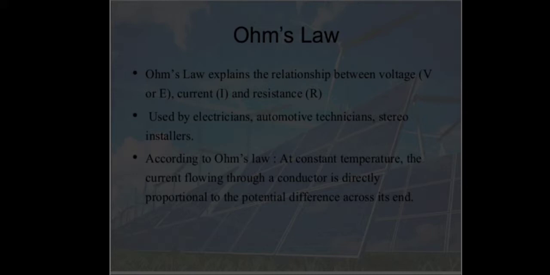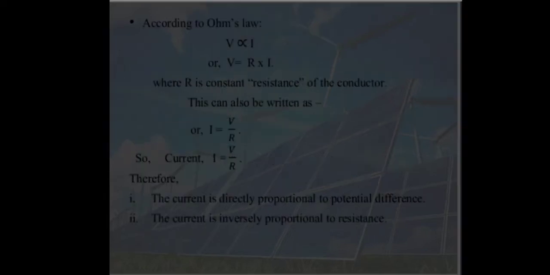So remember these two conditions. Whenever the temperature and the other physical conditions remain constant, only then is the current flowing through a conductor directly proportional to the potential difference. Current flowing means I, proportional to what? Potential difference, which means V. So according to Ohm's law, I is proportional to V, or you can say V is proportional to I.